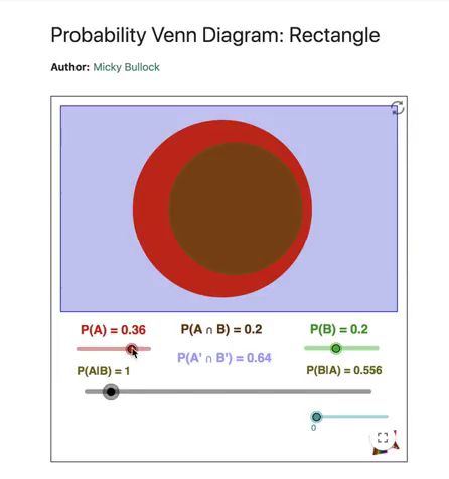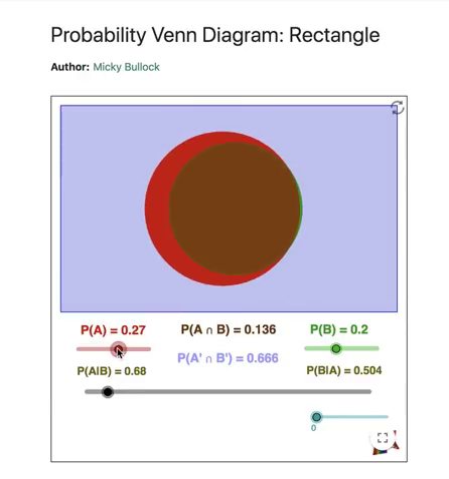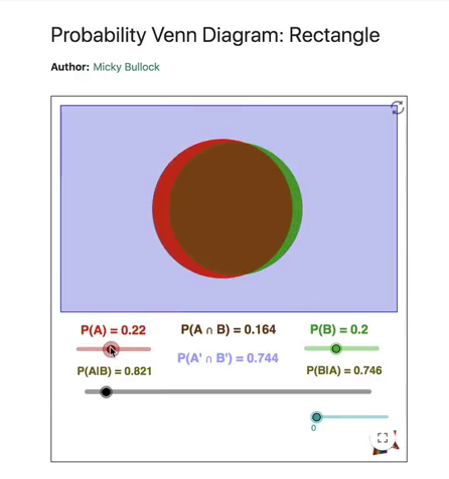So I'm going to start by making the event A a little less likely. I'm going to move it to 0.22, and then I'm going to attempt to move my slider bar so that I can show that these two probabilities, of the A event happening, 0.22, and then A given B has occurred, end up being the same.